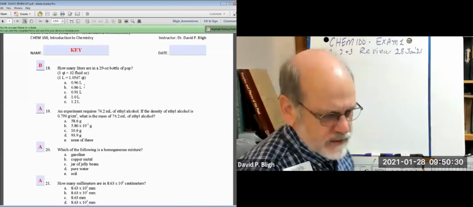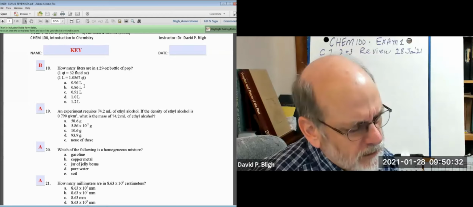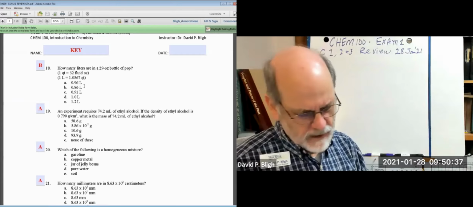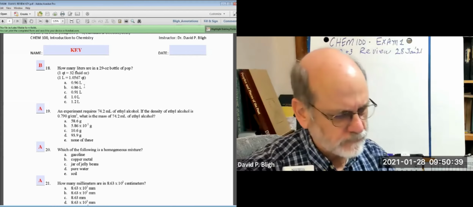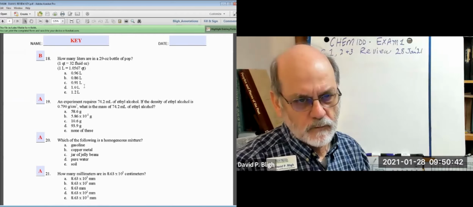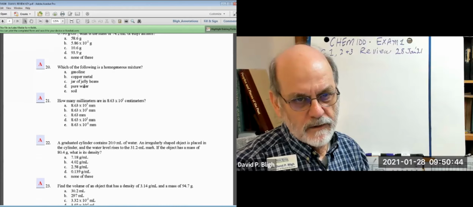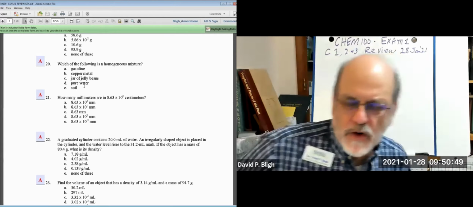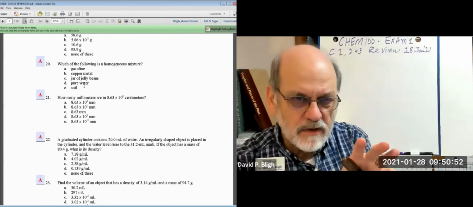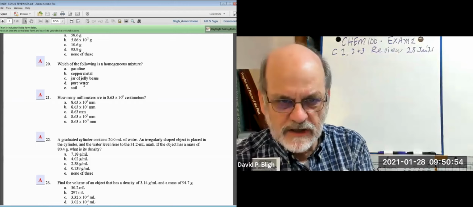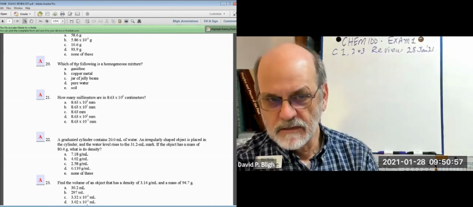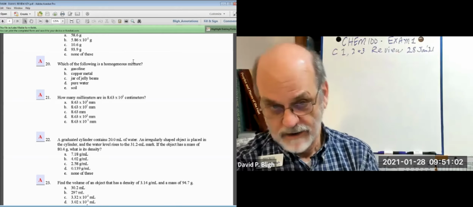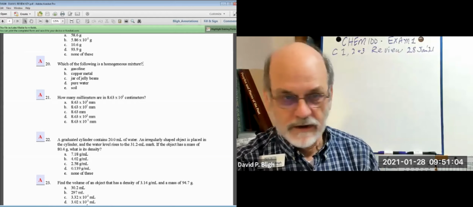Okay, so that was 18. Next one I want to do is 20. Which of the following is a homogeneous mixture? I'm not even going to put this one on the board. We're just going to look at the problem and approach it rationally. What's the question? Which of these is a homogeneous mixture? That's obvious.